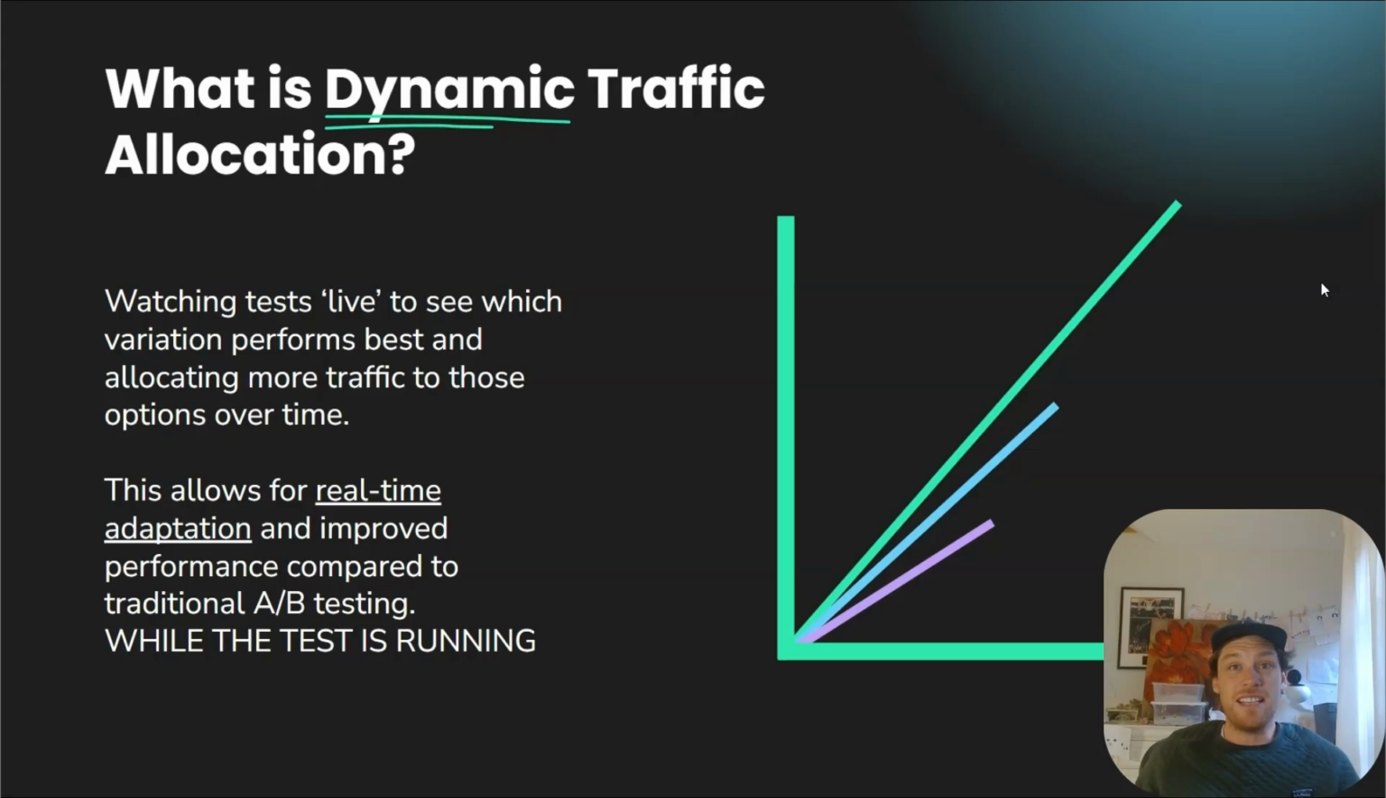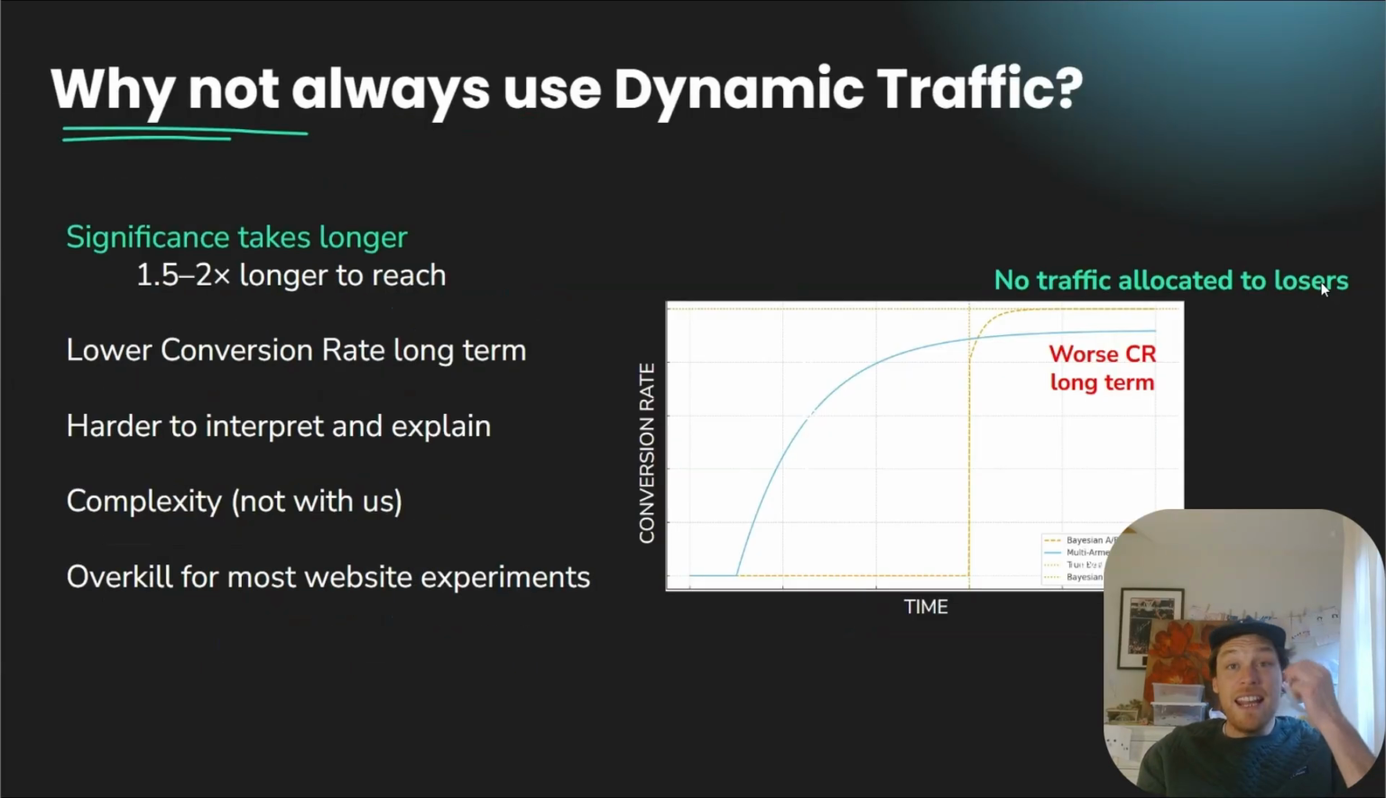It's just watching your test results live to see which one has a better conversion rate and sending more traffic towards that variation. And that allows for real-time adaptation and improved performance while the test is running, not after the test is running. And again, that is why you don't always want to use dynamic traffic, because you're spreading your traffic out unequally between the variations.